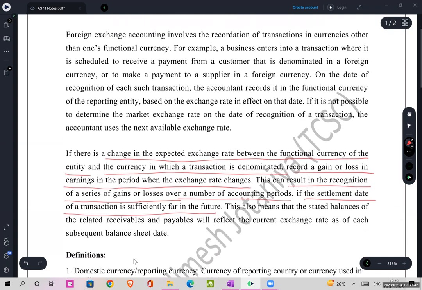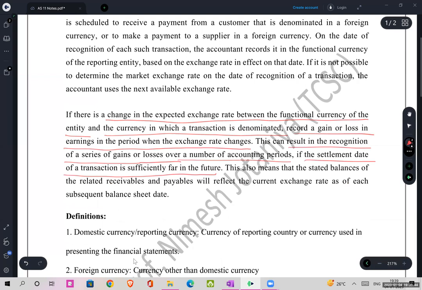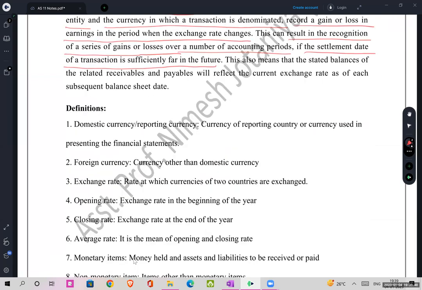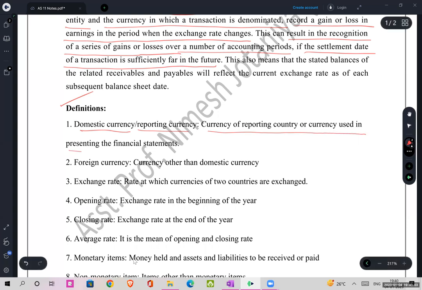Now, what does all this mean? Before giving you an example, let us look into the definition in AS 11. Domestic currency or the reporting currency is the currency of the reporting country, or the currency used in presenting the financial statements.